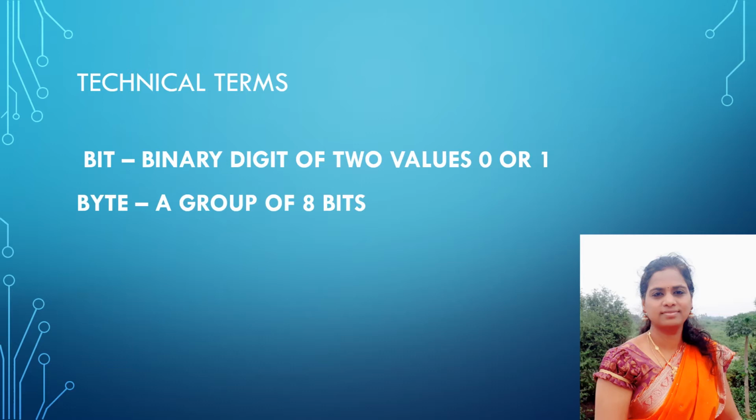We are going to discuss a few technical terms before starting this chapter. Today the first term for you is bit, that is binary digit. It can hold values of 0 and 1. The next term for you is byte. It's a group of 8 bits.